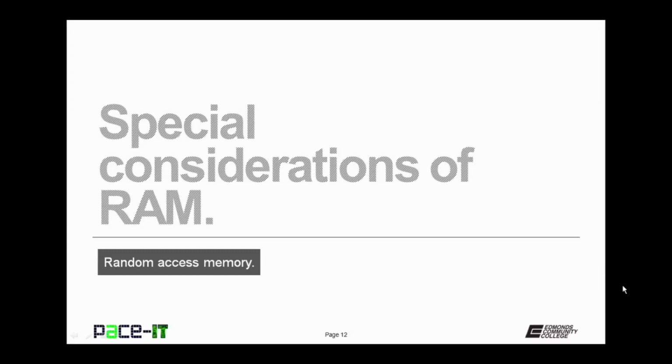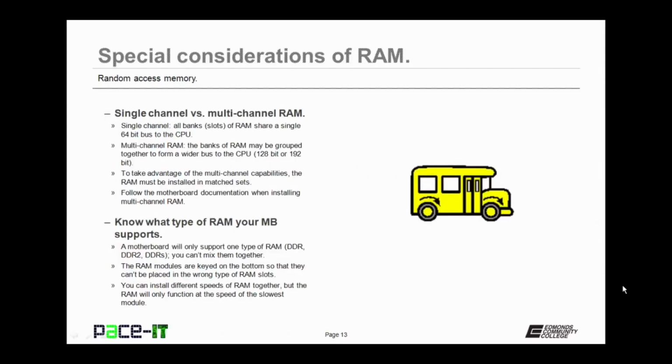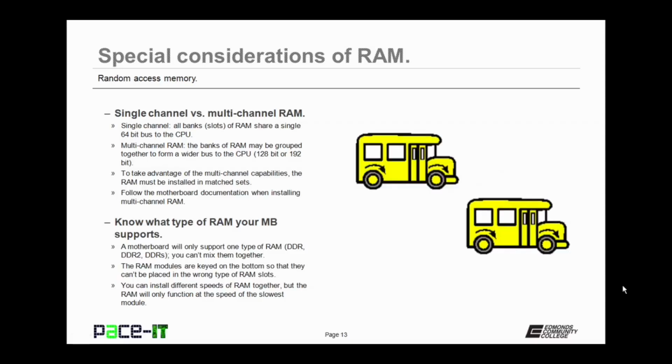Now let's move on to some special considerations of RAM. This first consideration is single-channel versus multi-channel RAM. In single-channel RAM, all banks or slots of the RAM make up a single 64-bit bus to the CPU. In multi-channel RAM, the banks of RAM may be grouped together to form a wider bus to the CPU, and that bus may be 128 bits or 192 bits wide.